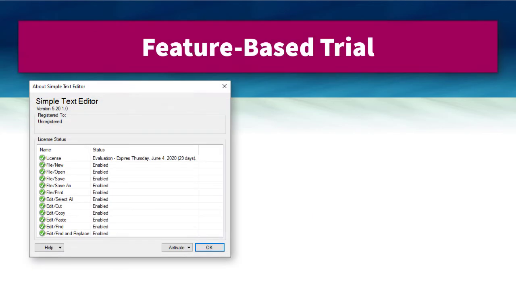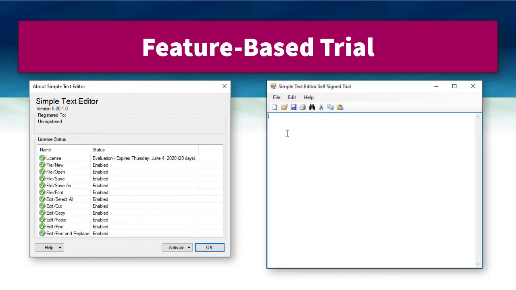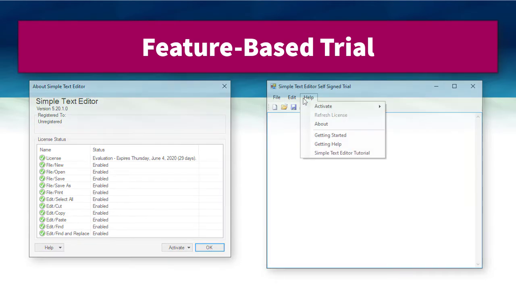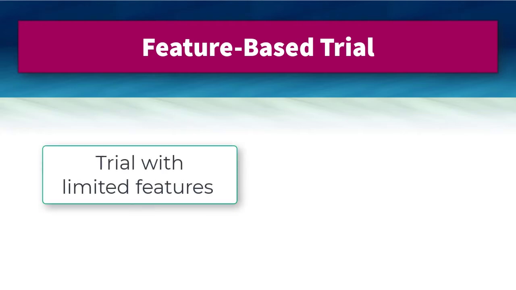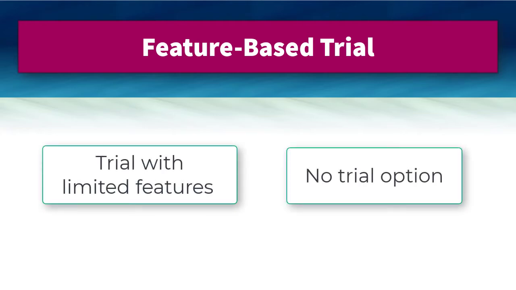When I run the sample, it will automatically start up as a 30-day trial. The features being licensed are the menu and text editor options within the application, and they are configured to all be enabled during the trial period. In your own application, you could choose to limit what features are enabled when the trial is running, or you could choose to not have a trial at all.